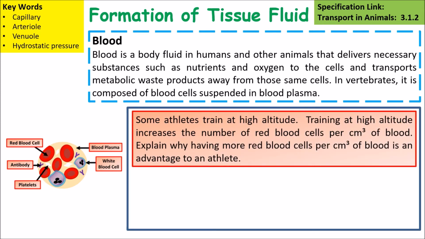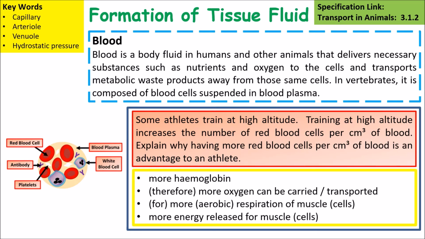So if we just look at a very quick thing that might ring some bells. Some athletes train at a high altitude. Training at high altitude increases the number of red blood cells per centimetre cubed of blood. So if we're explaining why having more red blood cells per centimetre cubed of blood is beneficial, it's all about having more hemoglobin, therefore more oxygen can be carried around for aerobic respiration in muscle cells, so more energy can be released from those muscle cells.